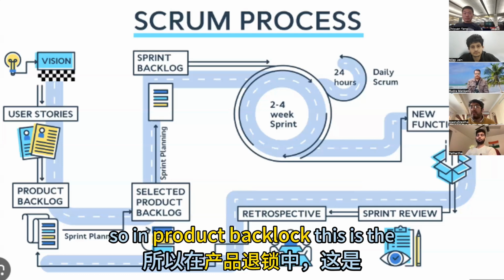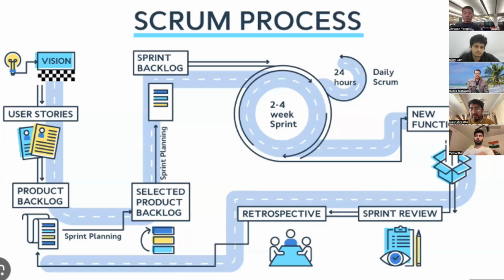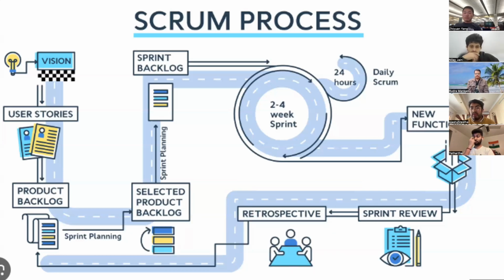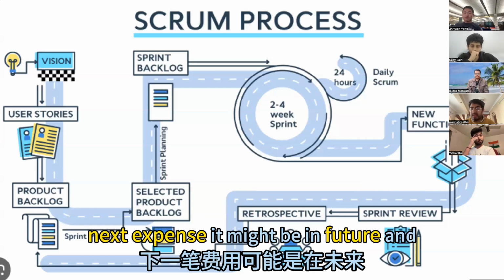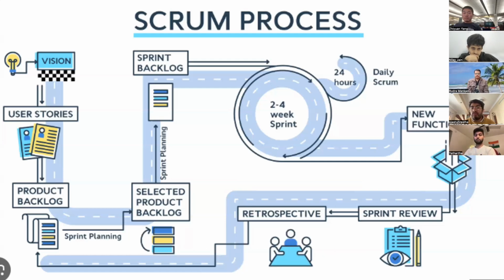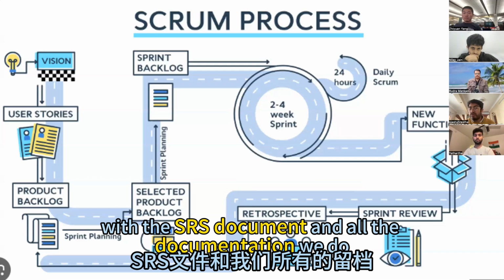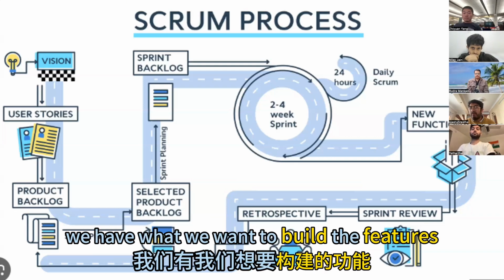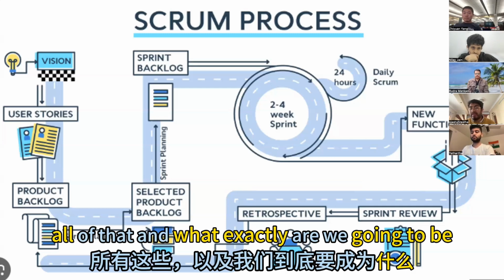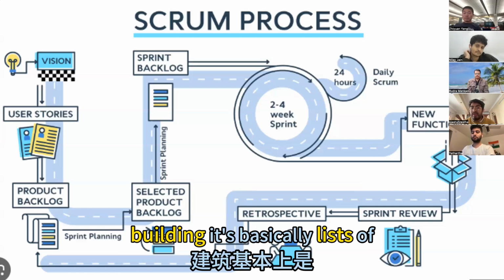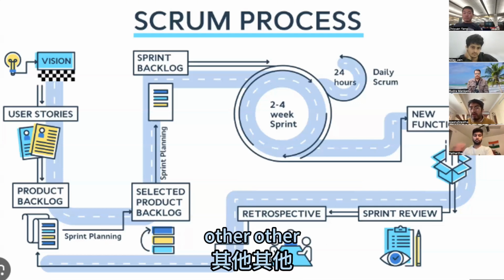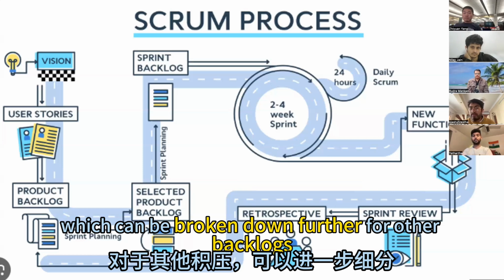So the product backlog is the entire encompassing list of the things we need to do. Some might be in the next sprint, and some might be in the future. With all the documentation and primary market research we do, we have what we want to build: the functional features, non-functional features, all of that. It's basically a list of that, which can be broken down further into other backlogs.